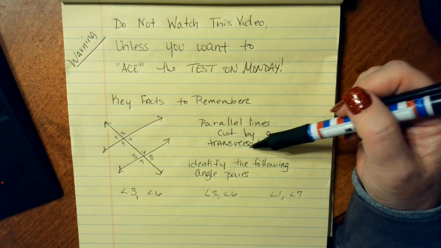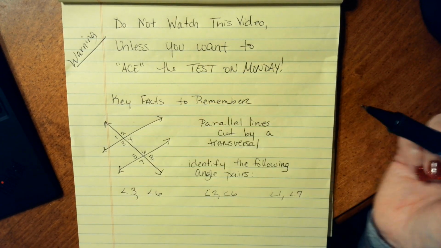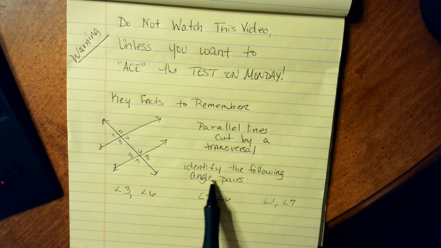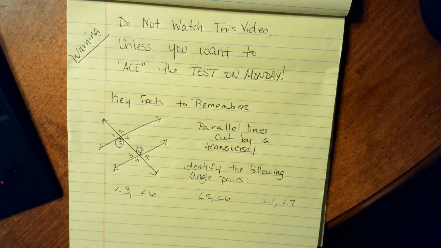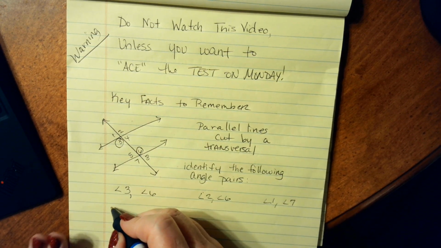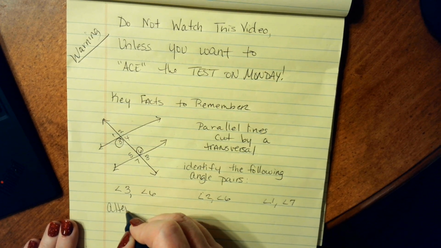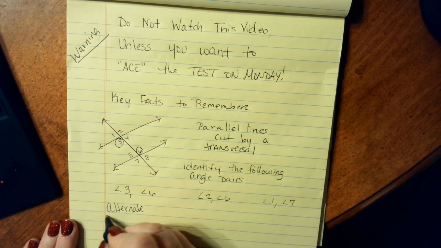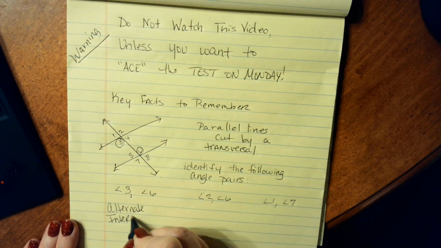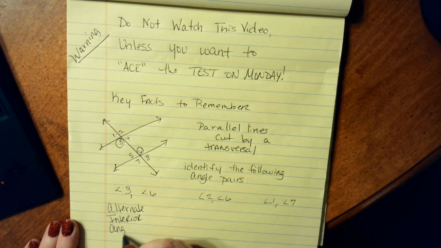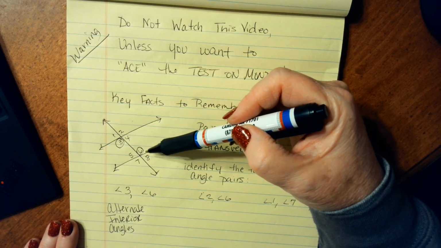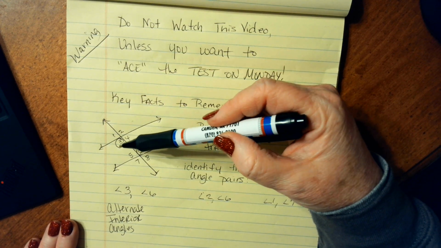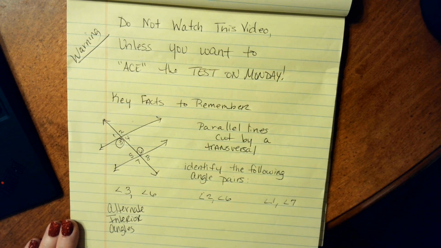Parallel lines cut by a transversal, like we have here, you need to be able to identify the following angle pairs. Angle 3 and angle 6. How would we describe those? Those are alternate interior angles. They are in between the two parallel lines, yet they are on alternate sides of the transversal.